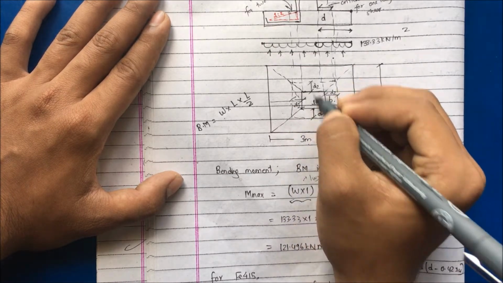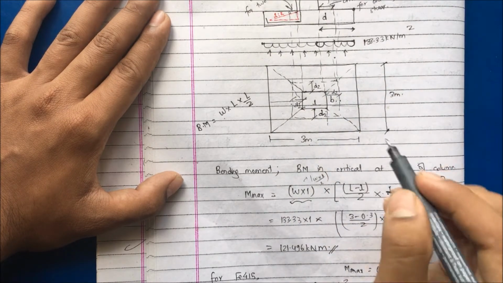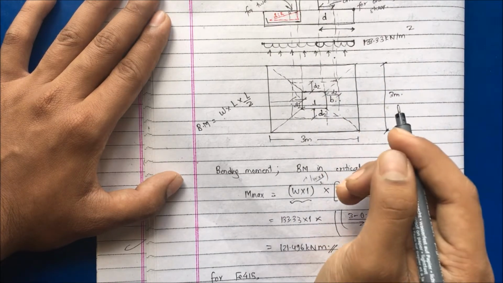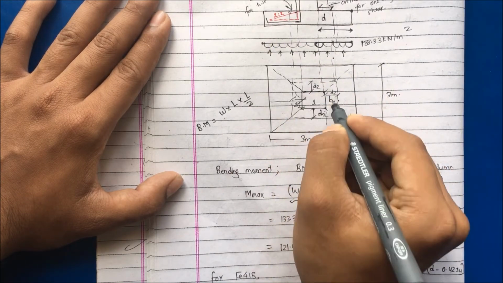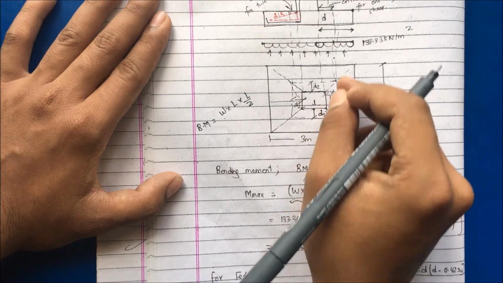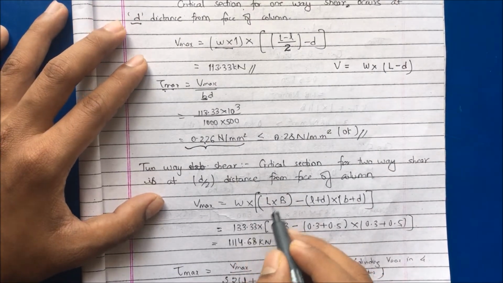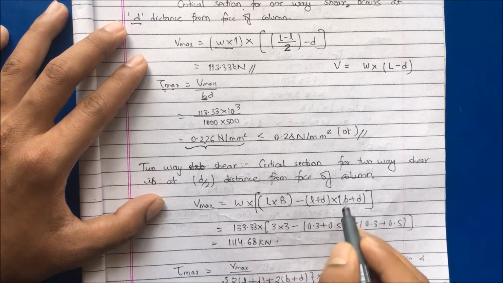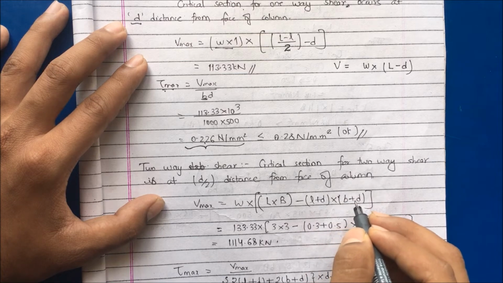Okay, similarly in this section, B plus d by 2 plus d by 2, finally we get B plus d on all four sides. So the area of this section will be L plus d into B plus d. So what I have written here is W into L into B, the area of the footing, minus the area of the critical section, which is L plus d into B plus d.